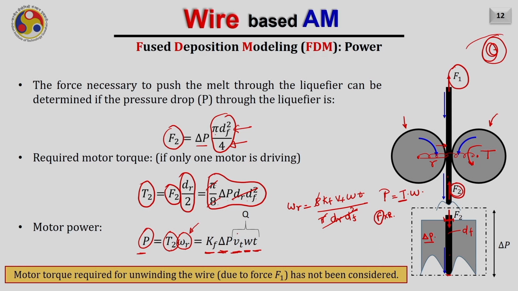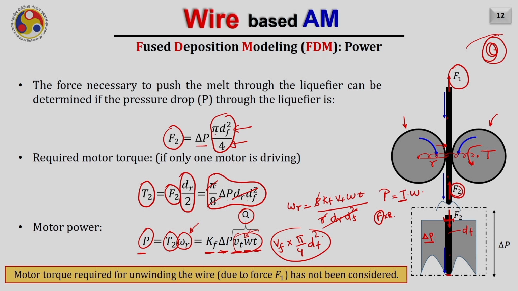We know that this Vt Wt is nothing but the flow rate, and this flow rate can also be calculated from the feeding of the wire, and in that case it will be nothing but the velocity of the feed, or the velocity of the filament Vf, into pi by 4 dF square. So, any one of these values can be kept here.